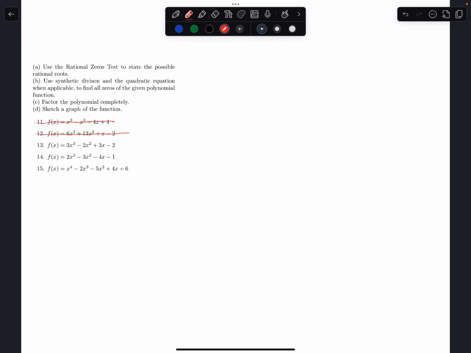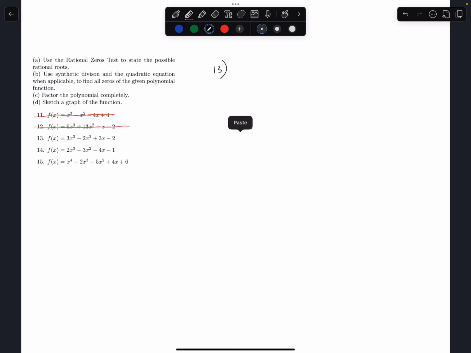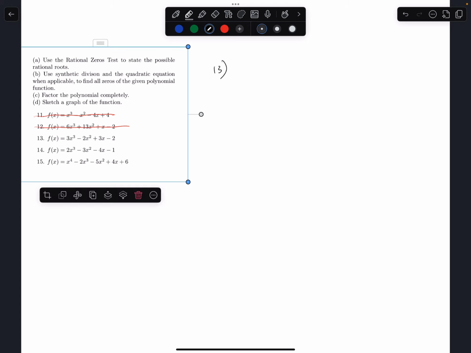11's done, 12's done. So we got 3 more. All right. Or maybe I'll take one. Maybe I'll take a question out. This is gonna be too long. Okay, let's just do the next one.